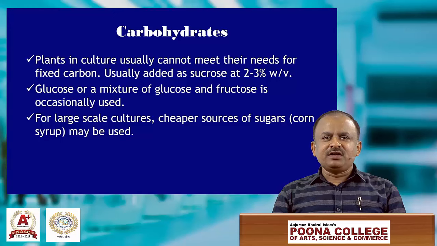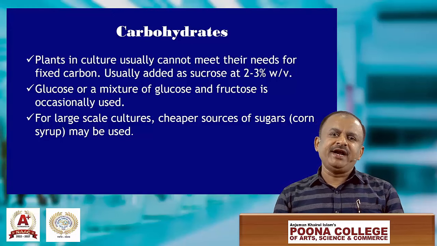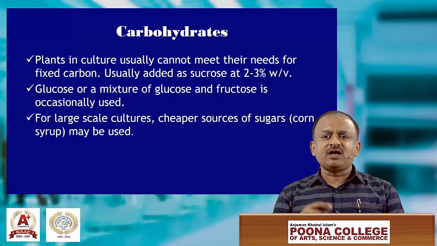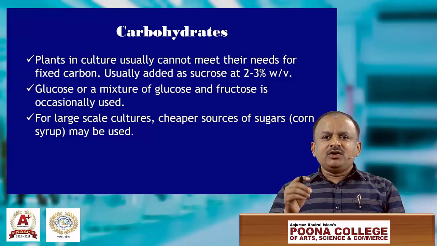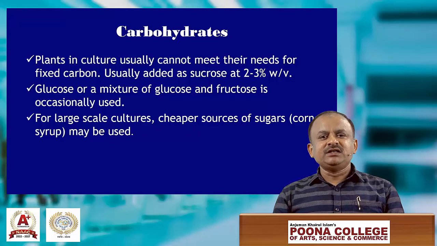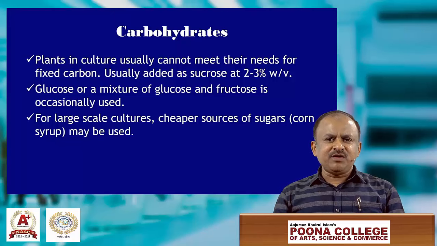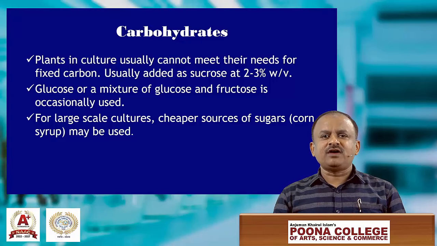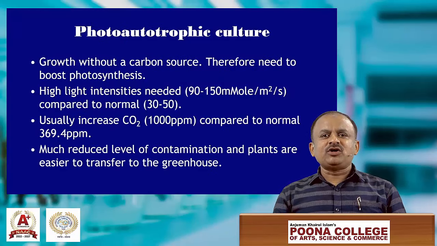The first component of the medium is carbohydrate. What type of carbohydrate we have to consider, how much carbohydrate we have to take. Plants in culture normally cannot meet their needs for fixed carbon, so it is usually added at a source of 2 to 3% weight by volume. Glucose or a mixture of glucose and fructose is occasionally used. For large scale culture, a cheaper source of sugars, especially corn syrup, may be used as the source of carbohydrate.